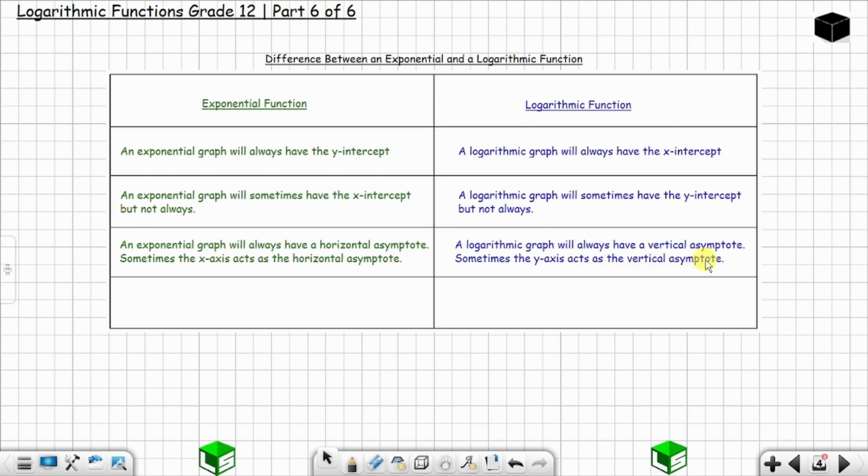The inverse of an exponential graph is a logarithmic graph. And the inverse of a logarithmic graph is an exponential graph.